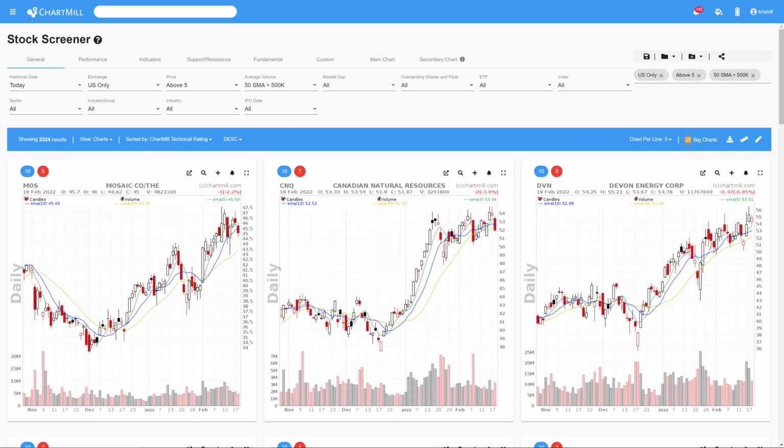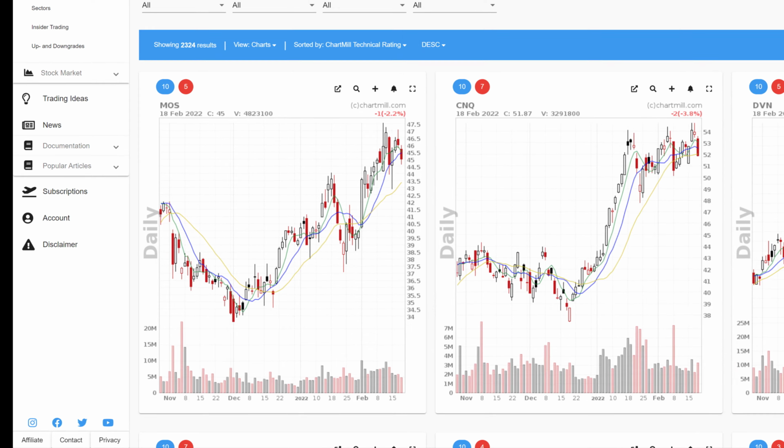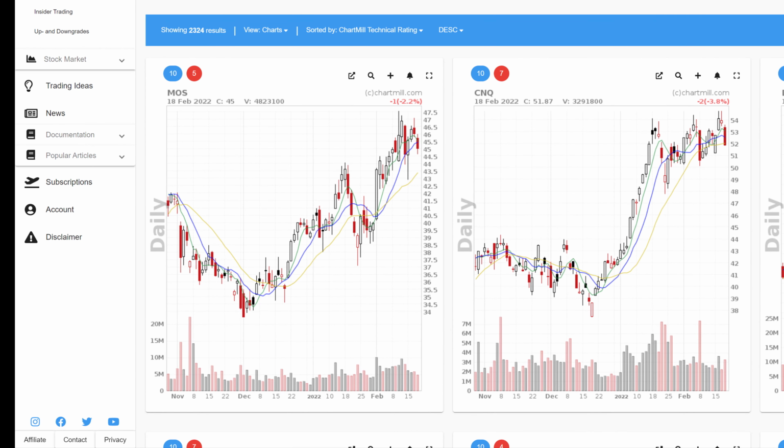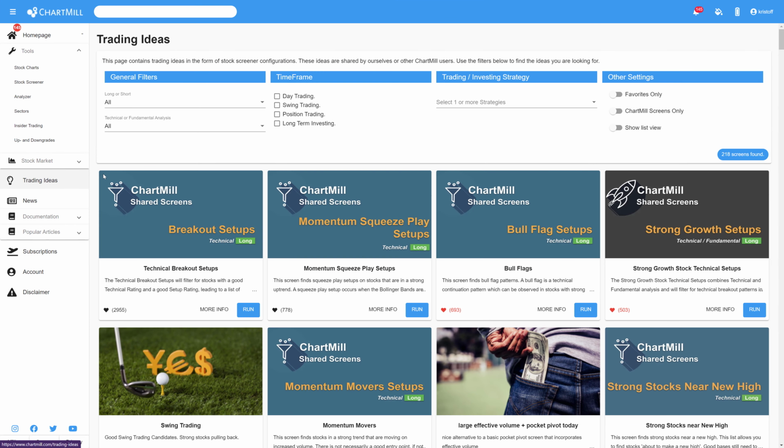ChartMill has a separate section with trading ideas where you can consult several predefined trading screens, depending on your own investment style. Click in the left column on the section Trading Ideas. On the next page, you have several possible options. There are some general filters where you can choose between fundamental or technical analysis and whether you only want long or short screens. You can determine the desired time frame and your preference regarding the strategy via the respective menus.